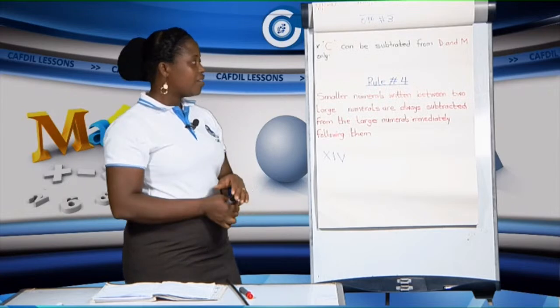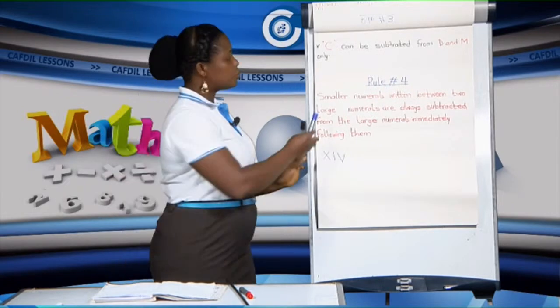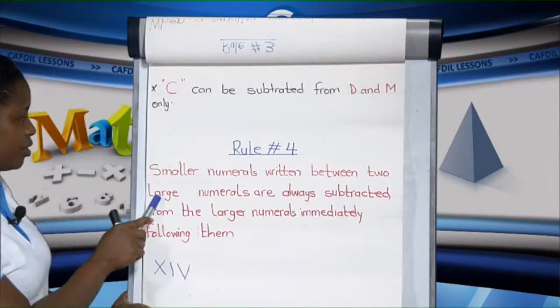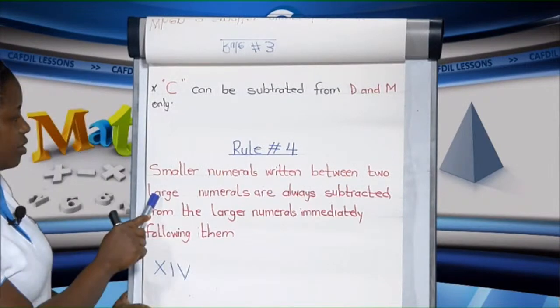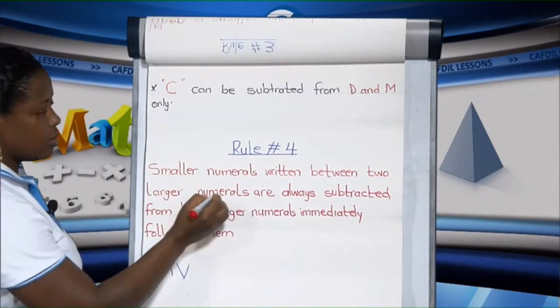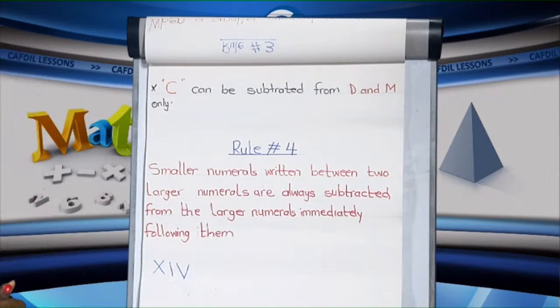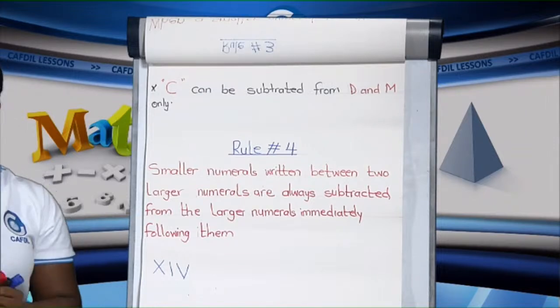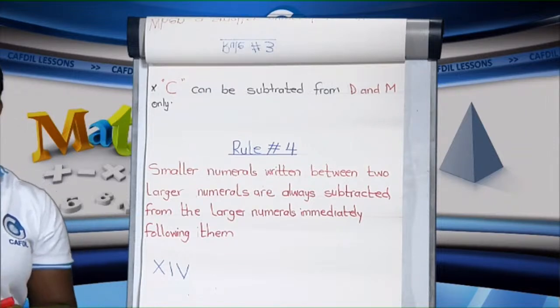Very good. Rule 4: smaller numerals written between two larger numerals are always subtracted from the larger numeral immediately following them. I'll give you an example for you to understand rule number 4 very well.